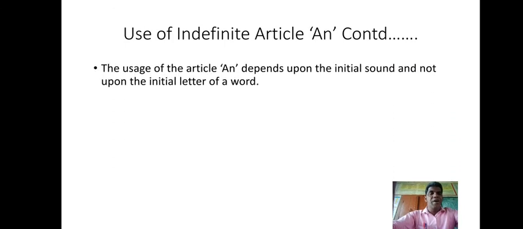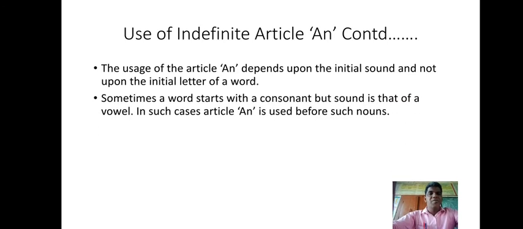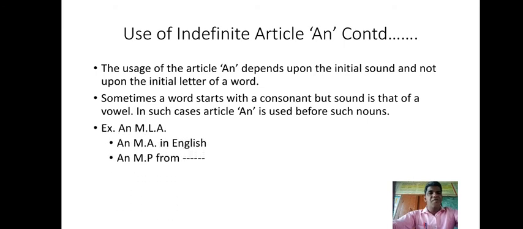Again, the usage of article an depends upon the initial sound and not upon the letter. Sometimes it may happen that a word starts with a consonant, but it has the sound of a vowel. In such cases, article an should be used. For example, an MLA, an MA, an MP. The letter is M here, but the sound is a vowel sound, that is em-ay, em-el-ay, em-pee. That is why article an should be used.